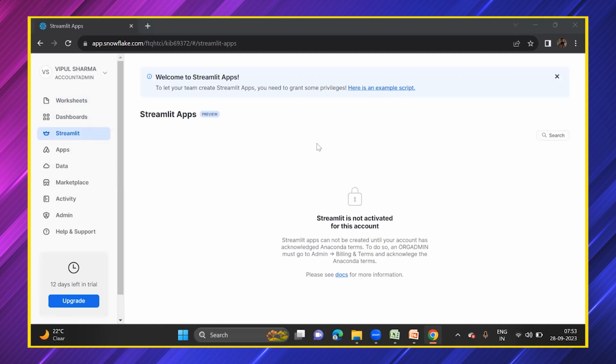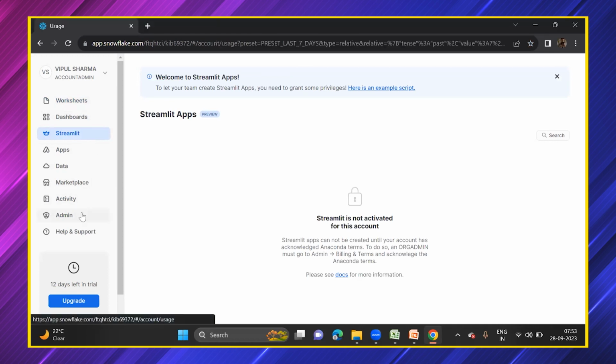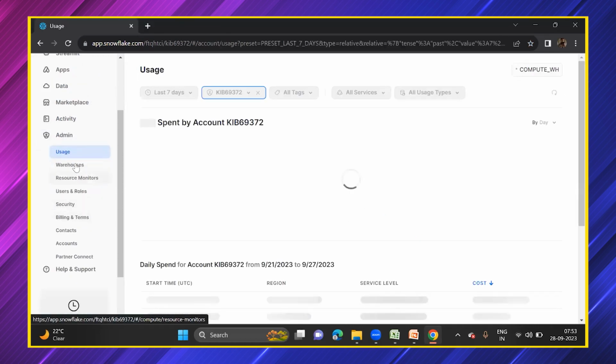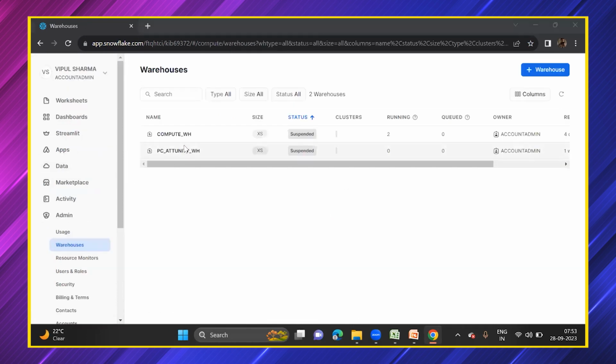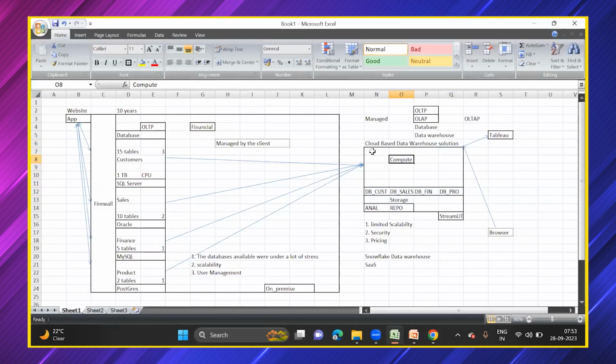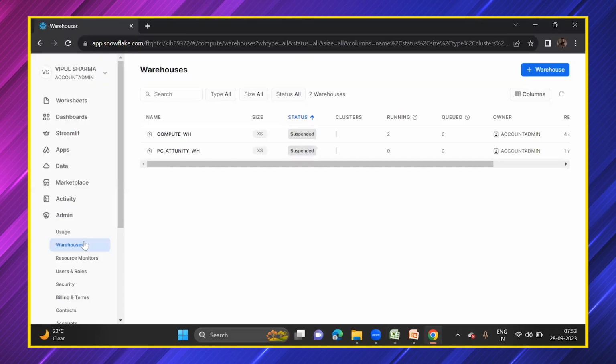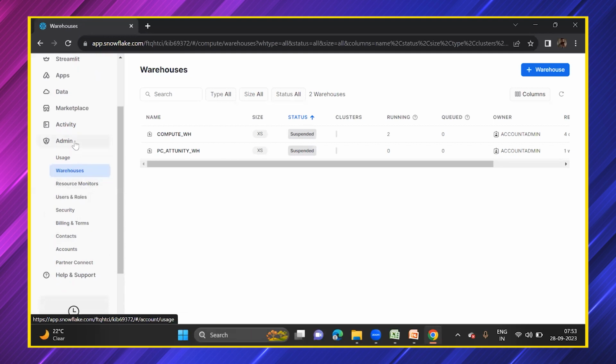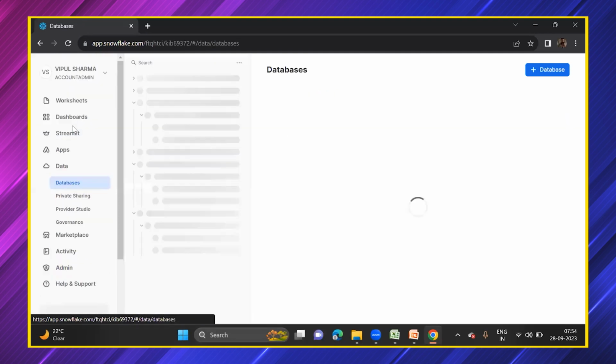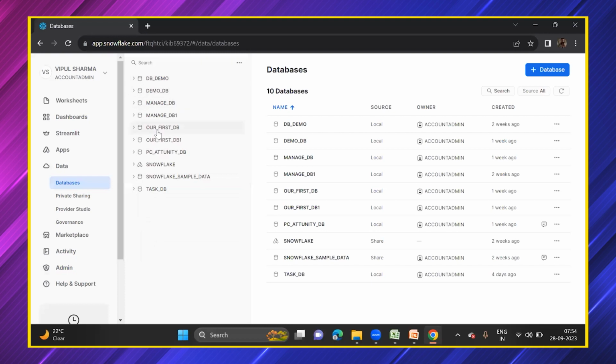And yes, here, if I go to admin system over here, if you look at this, this warehouses corresponds to your processing layer, this compute layer, right? This is scalable to whatever extent you want. And then if you come to the data layer over here, you can see that you can create a lot of databases based on your use case, right?